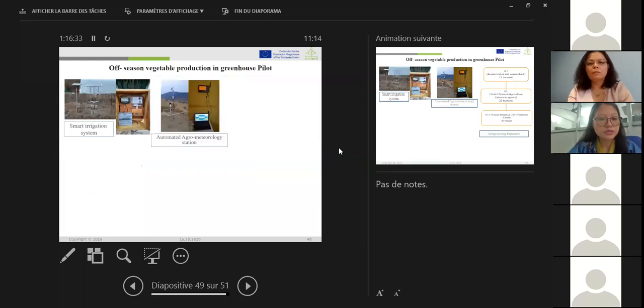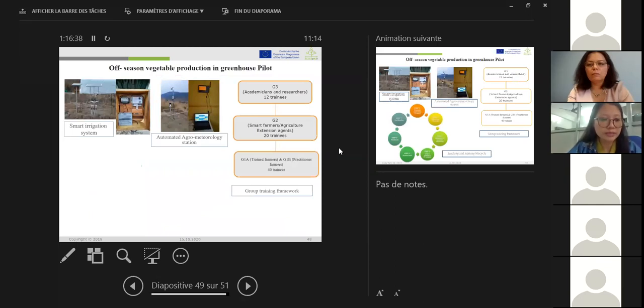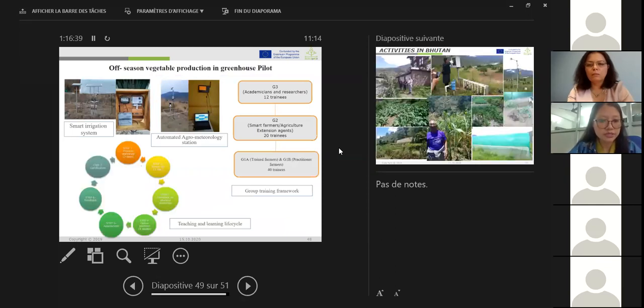Yeah, so this is the picture of the smart irrigation system, where you could see the pipeline, the solar panel, and the regulator. And this is going to sense, and then, like I explained, it will release the water whenever it is required in the greenhouse by the crops.